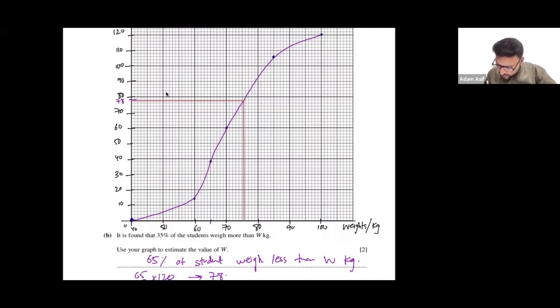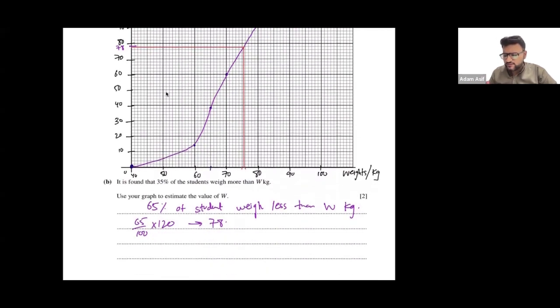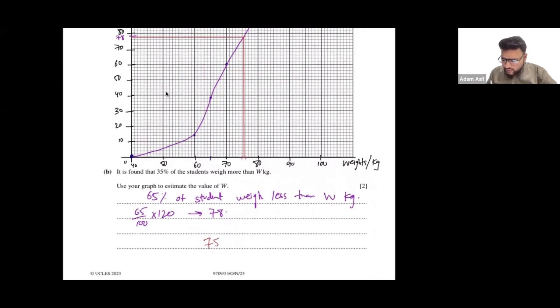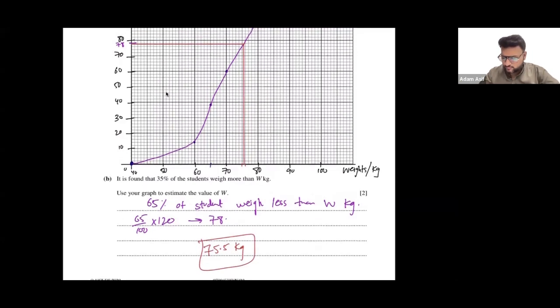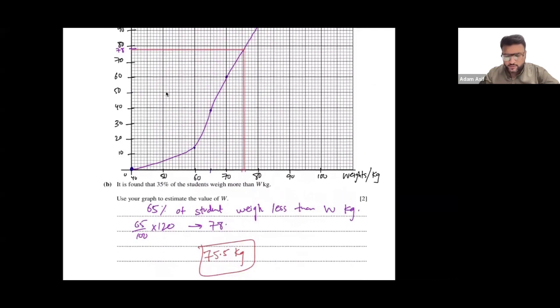So this is 75 and this is 76. So roughly between 75 and 76 from my graph. So 75.5 kg. The answer of 76 would have been acceptable as well. Okay.